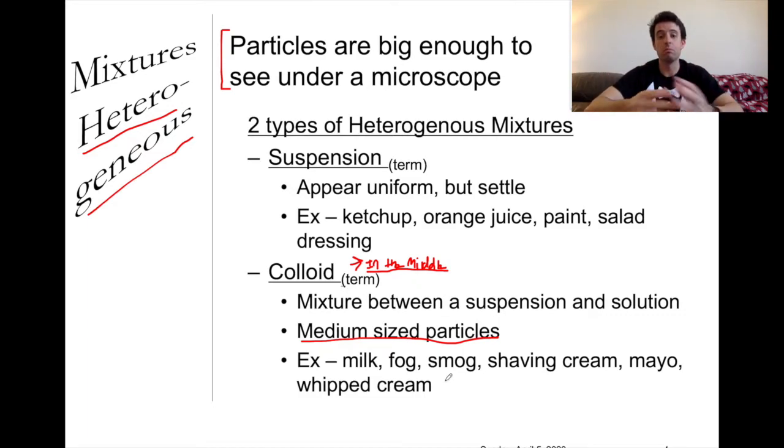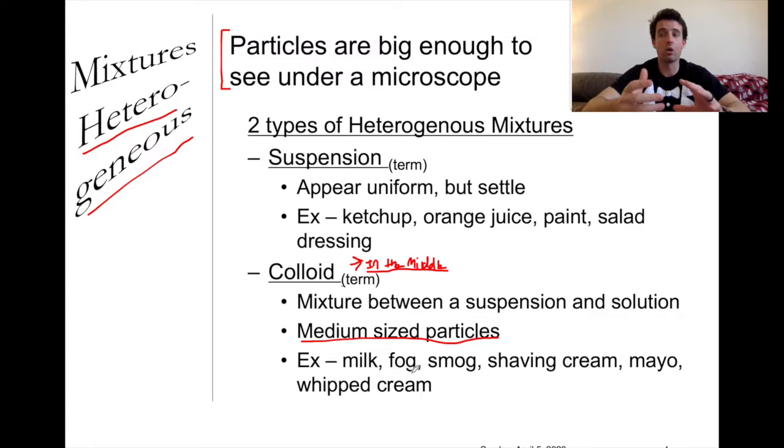For example, milk is water, and then in the middle of all the water, you've got little fat globules. They're small enough that you won't taste them, but if the milk goes bad, those fat globules will start to combine together, and then you'll get chunky milk. So not really ideal. Fog is very similar.